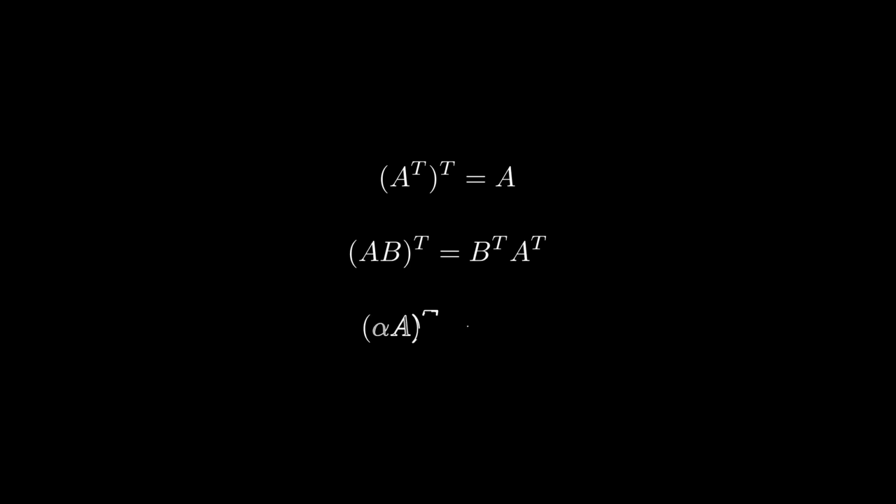Now some key properties to keep in mind for matrix transposes are the following. If we take the transpose of the transpose, essentially, we just end up with the original matrix A. If we take the transpose of the product of two matrices, we can also rewrite this as B transpose A transpose. And if we take the transpose of alpha times A, where alpha is just some scalar, we simply end up with alpha A transpose.